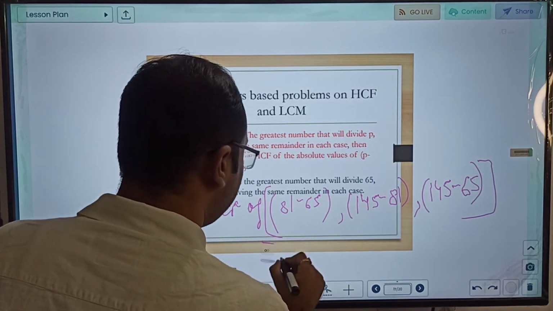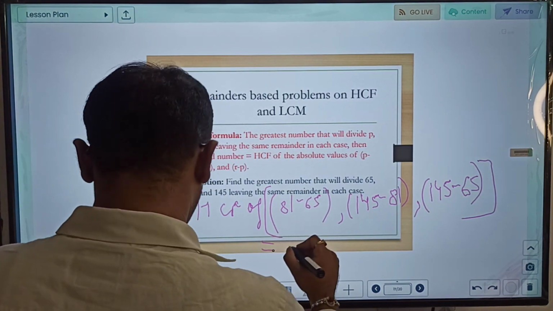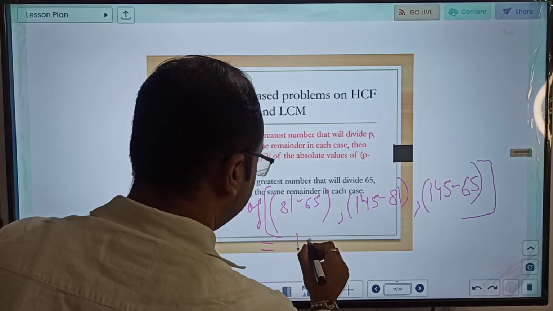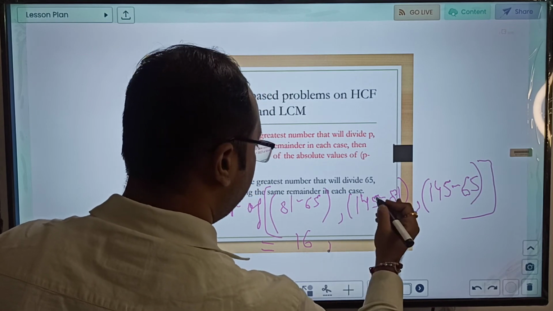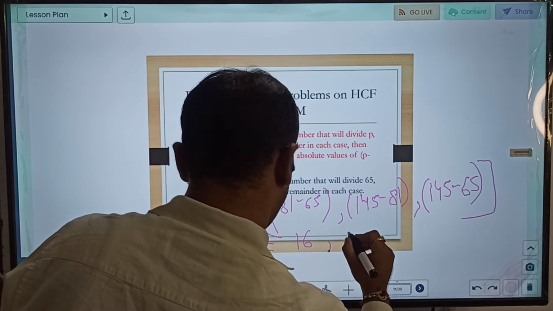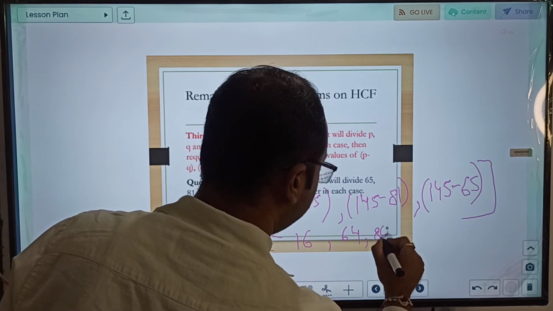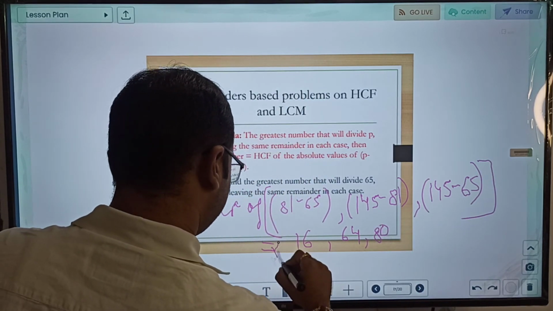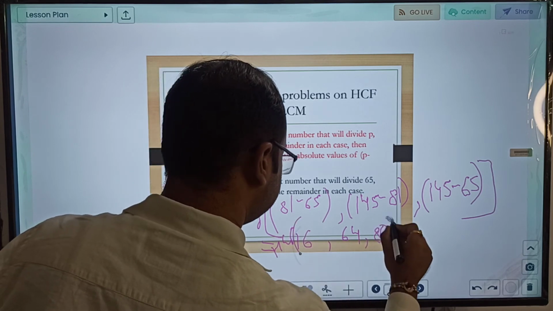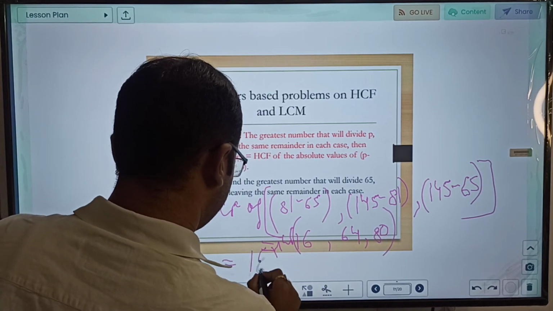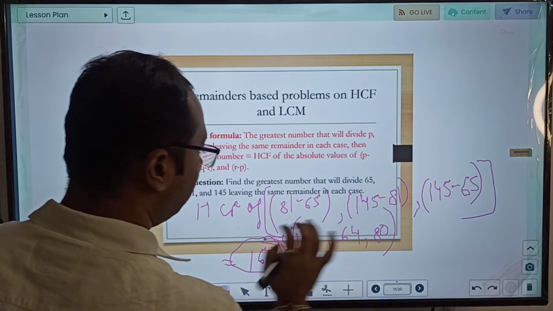So this will be 81 minus 65, simple calculations in this case. This will be 16. 145 minus 81 will come out to be 64. And 145 minus 65 will come out to be 80. We need to find out the HCF. And what is the HCF of these three? The HCF of these three is 16, since both of them are multiples of this.